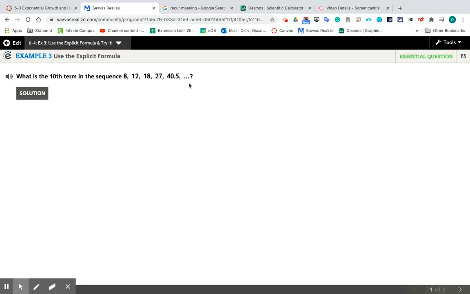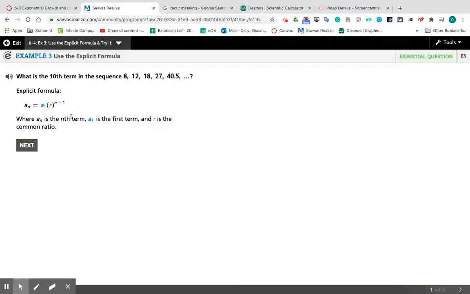So we got a list of numbers and we want to find the 10th term. As we said, we can find the common ratio and we can keep multiplying, in which case we would be using the recursive formula. But we found a more efficient way to do it. So rather than doing this recursive formula, we are going to use another one that is called explicit.